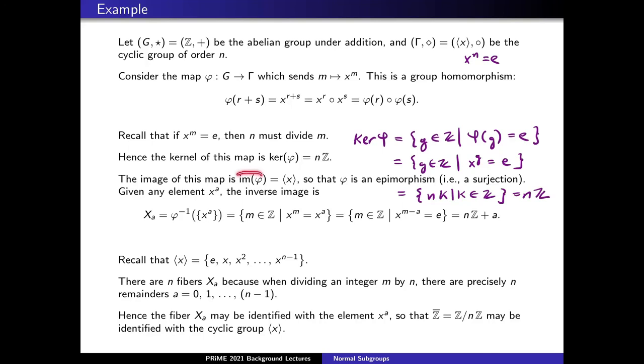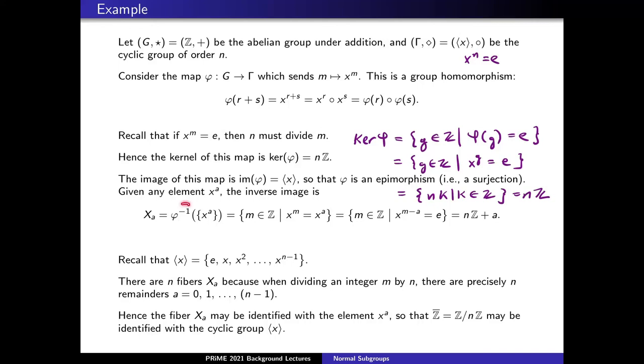So now we're going to look at the image of phi, and that is going to just be all of gamma, because we know that 1 maps to x. And now we have that the image of phi is going to be the group generated by x. And so phi is a surjective mapping. Now let us suppose we have an element x to the a in gamma, and we're going to look at the inverse image of x to the a.